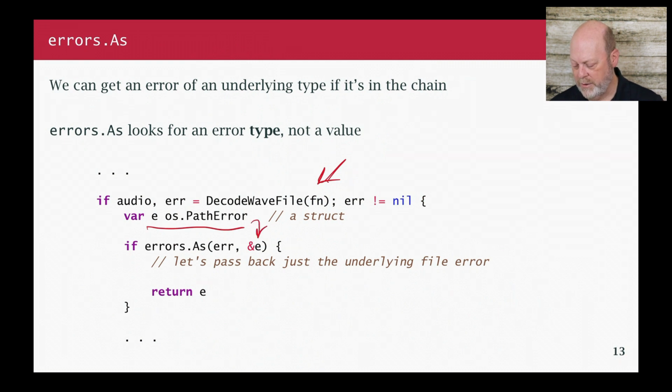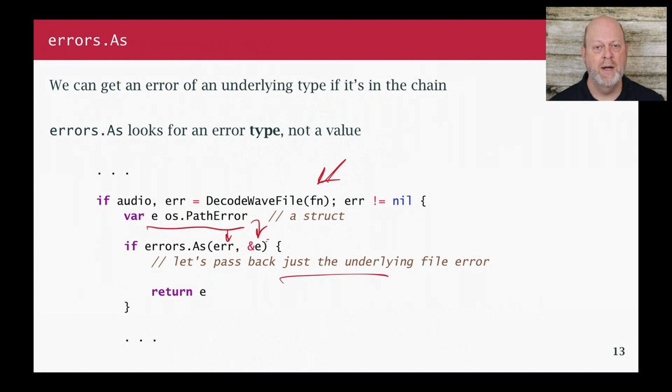Okay, so I pass that in here, and I pass in the error. And if it returns true, that means my os.PathError actually has path error data in it. So it was a path error in this chain, and the information of that path error has been copied to my local path error variable that I declared. It's been decoded into it. Great. And that means I can do something.